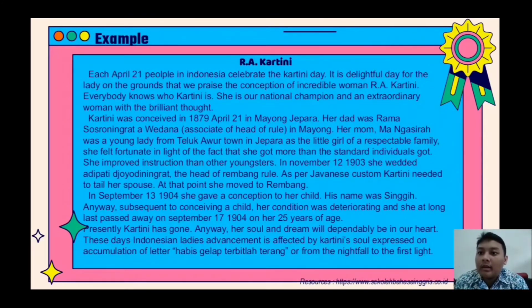Kartini was conceived in 1879, April 21 in Mayong, Jepara. Her dad was Raden Mas Sosroningrat, associate of head of rule in Mayong. Her mom, Ma Ngasirah, was a young lady from Teluk Awur town in Jepara. As the little girl of a respectable family, she felt fortunate in light of the fact that she got more than the standard individuals got. She got a better education than other youngsters. On November 12, 1903, she wedded Adipati Joyodiningrat, the head of Rembang rule.